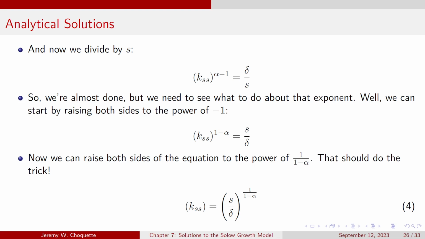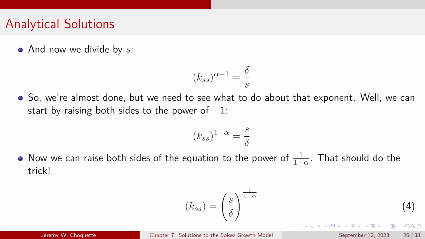well, I have now perfectly isolated steady state capital. So I've got k_ss on the left-hand side, and I have s over delta to the power of 1 over 1 minus alpha on the right-hand side. So steady state capital is equal to savings divided by the rate of depreciation to the power of 1 over 1 minus alpha. And remember, alpha is capital's return, capital's share of output.